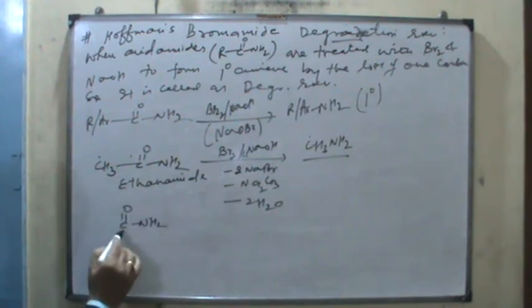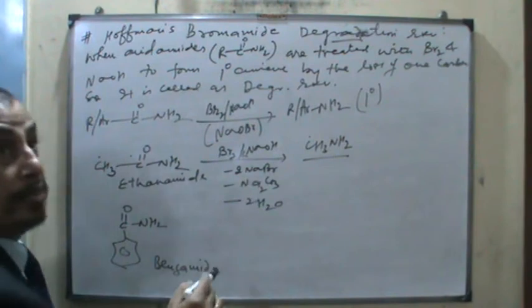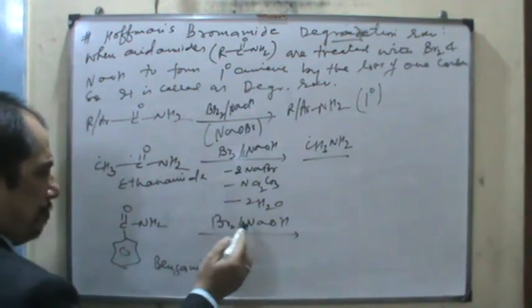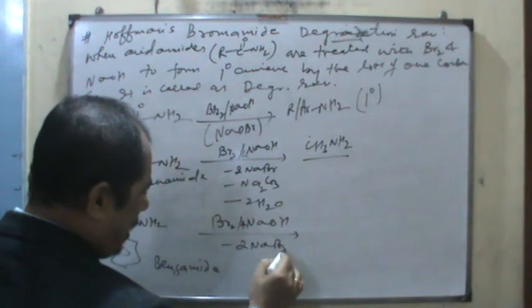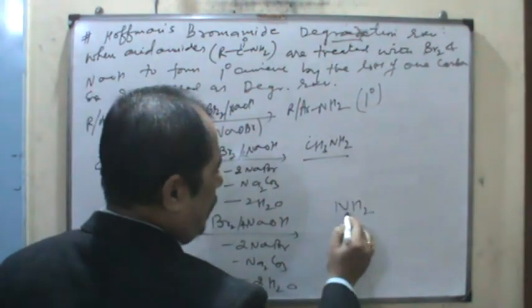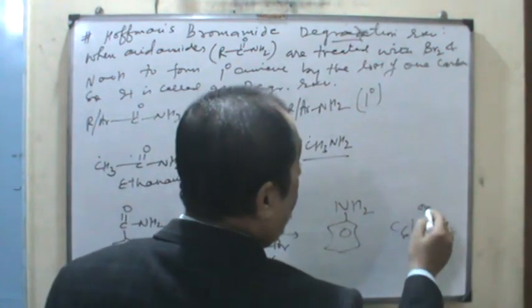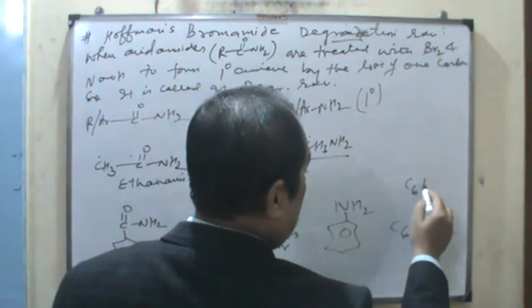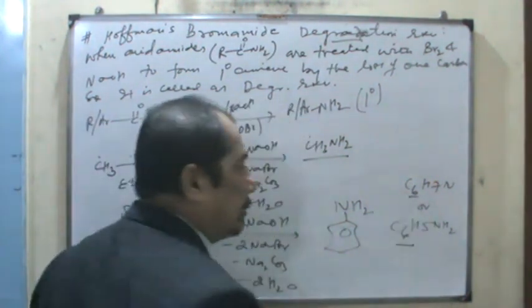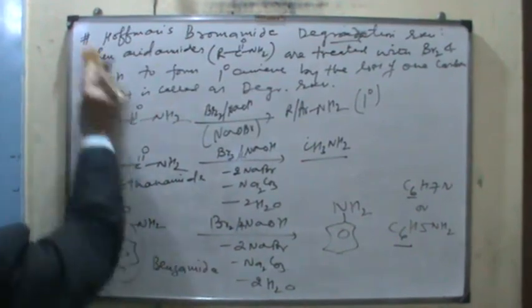So it is the benzamide, Br2 and NaOH to balance 4 times, minus 2 NaBr, minus Na2CO3, minus 2 times water. Very important compound, aniline is formed. What is the formula of the aniline? C6H5NH2 or C6H7N. Here 6 plus 1, 7 carbons. Here it is 6 carbons. So there is loss of 1 carbon atom. So this is Hofmann's bromamide degradation reaction.